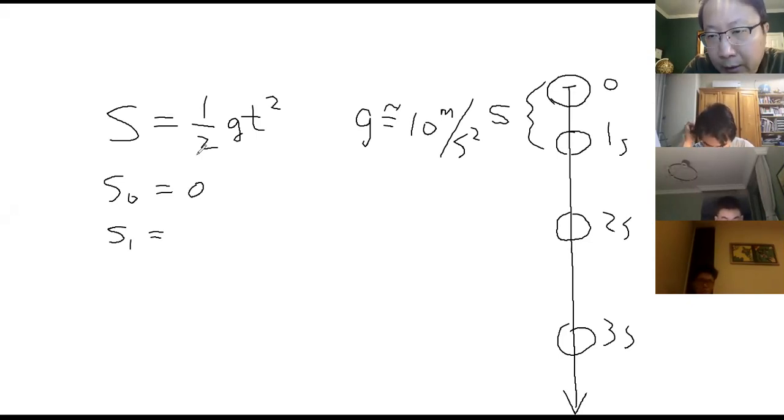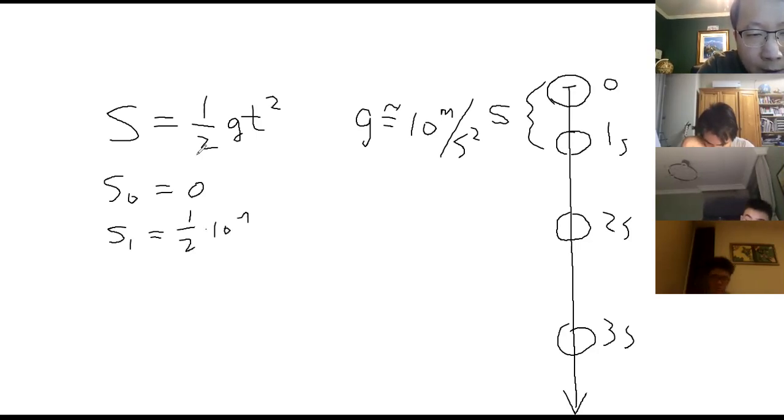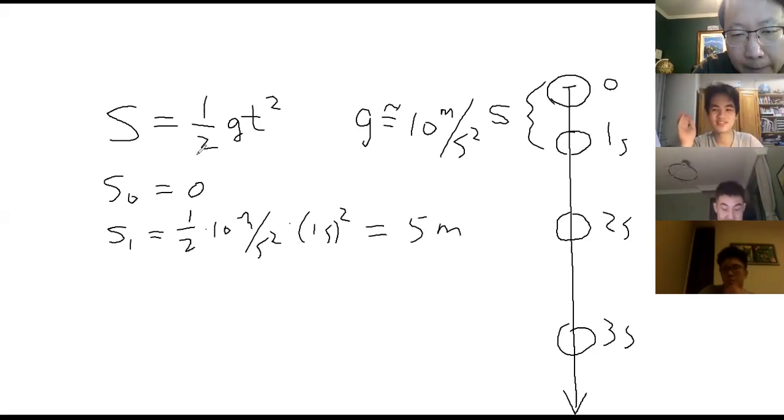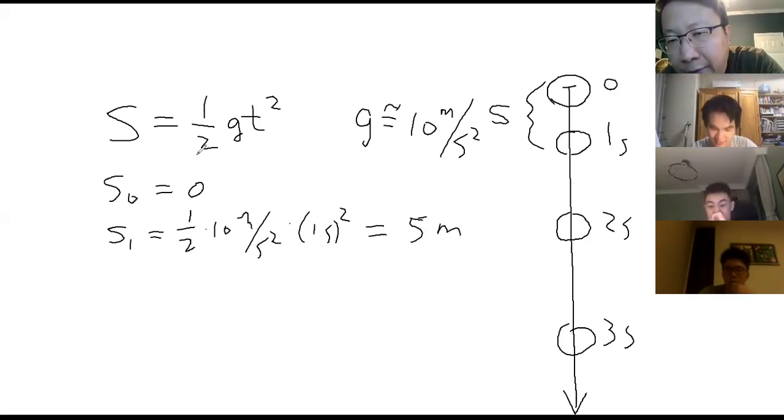And of course, when you do the physics calculation, you need to pay attention to units. You cannot use different units; you have to use a consistent unit system. So in this case, it's also consistent. The acceleration is 10 meters per second squared. So for the first second, it is 1/2 times 10 meters per second squared times 1 second squared, which is 1 second squared. That leads to 5 meters. So after 1 second, the ball will fall 5 meters from the original location. Okay, got it?